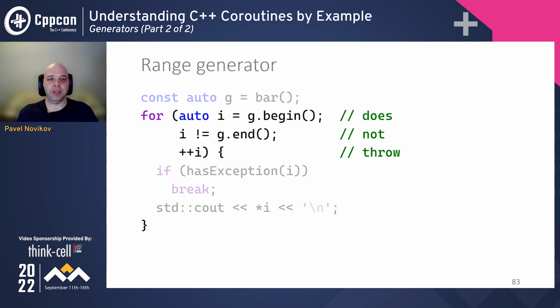Here, neither begin nor end nor incrementation throw. We can, if we want to, check if the iterator that points to the generator has an exception. For example, if we don't want to handle it, we can just break out of the loop and leave the generator in the exceptional state. It will be okay.